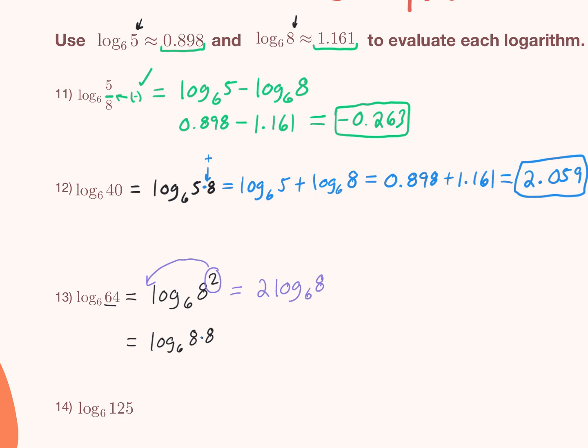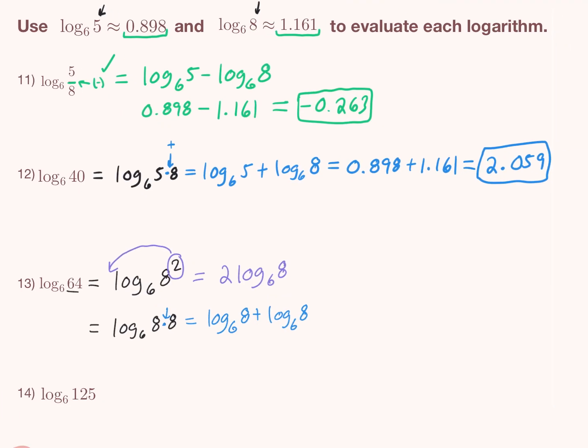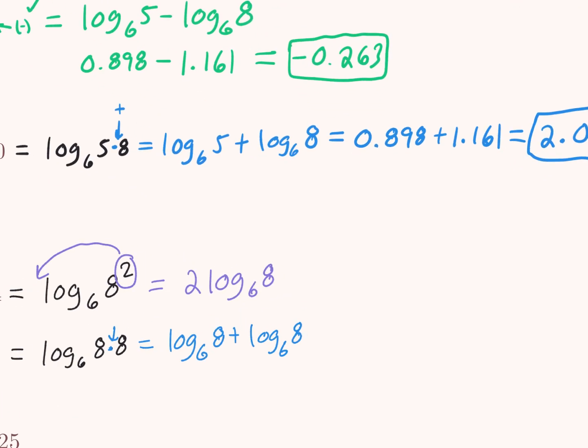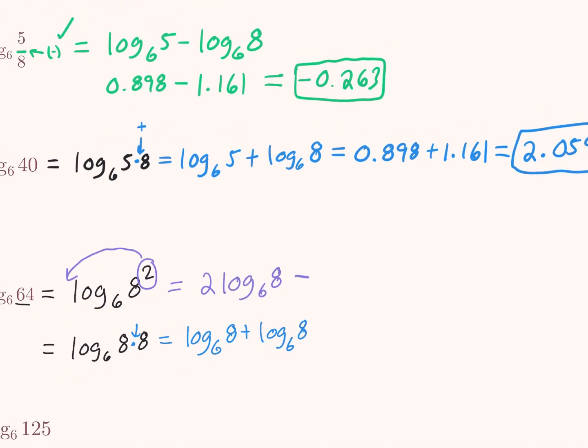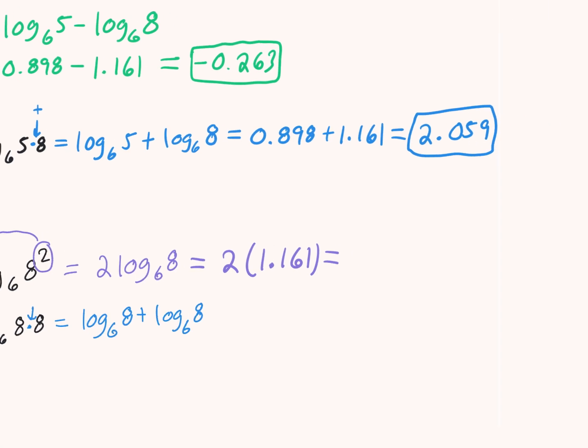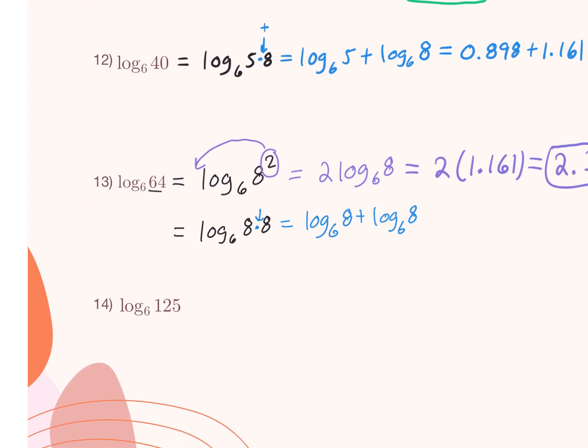Or you can use this property of multiplication and make this log base 6 of 8 plus log base 6 of 8. Right? Both of these are correct, right? One is not better than the other. I'm going to do the exponent one just to make it a little bit different from the others, right? So we have 2 times log base 6 of 8. This is the same as 2 times 1.161. All right, again, that's a number that we were provided with. And when we do this, we're going to get 2.322 as our answer.